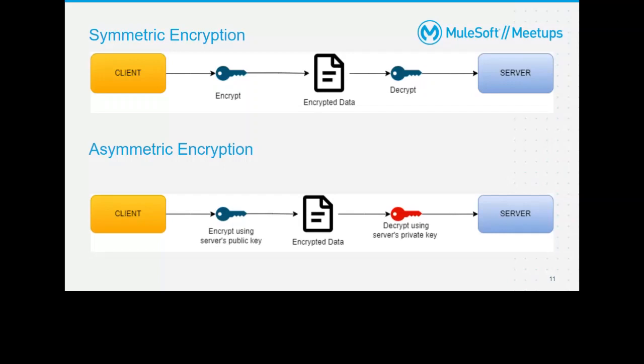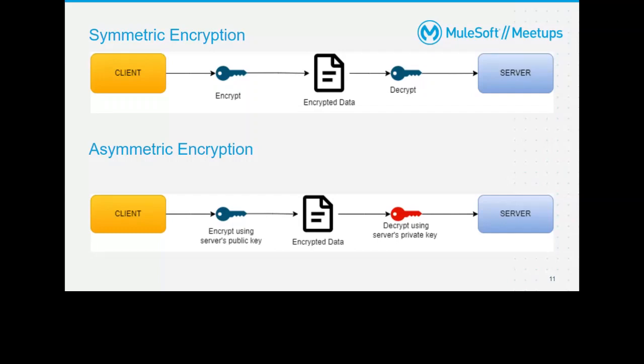Now let's see asymmetric encryption. We saw that in symmetric encryption, a single key is used on both sides. But what happens in asymmetric encryption? We have a pair of two keys. One we call a public key, and the second we call a private key. The owner keeps the private key secret to itself and shares the public key with others.